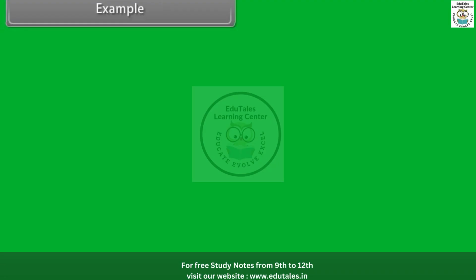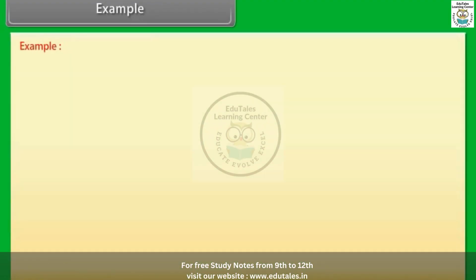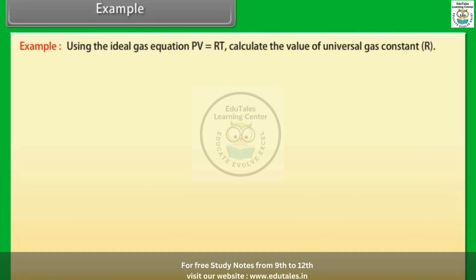Example. Let's take an example of kinetic theory of an ideal gas. Using the ideal gas equation, PV is equal to RT, calculate the value of universal gas constant. Let's see the solution. We have V is equal to 22,400 into 10 to the power minus 6 meter cube.